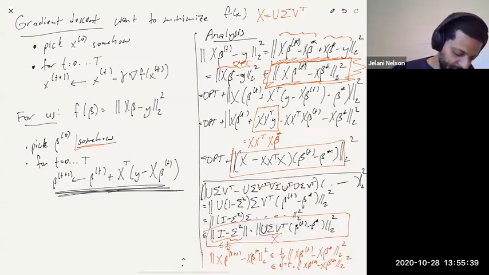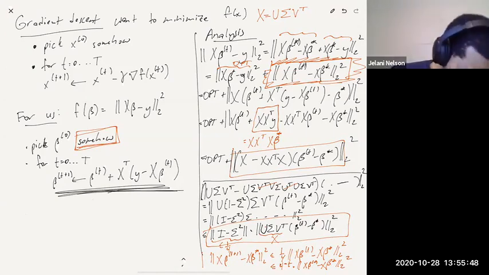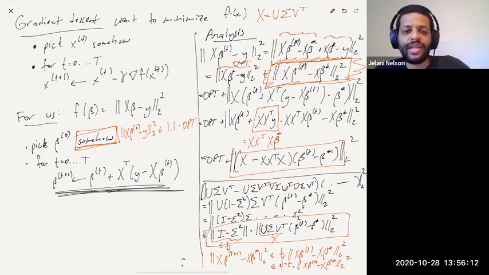Okay, so now I want to address a couple things. One is, how are we going to pick beta 0? I said somehow. The way I'm going to pick beta 0, you don't have to do this, but here's something you could do. You could just pick beta 0 such that ||x beta 0 - y||_2^2 is at most 1.1 times opt. How do you do that? We already know how to do that. Use sketch and solve with epsilon being a tenth.